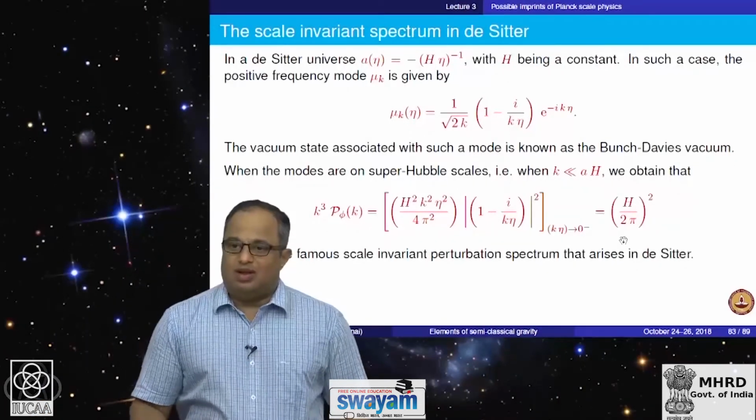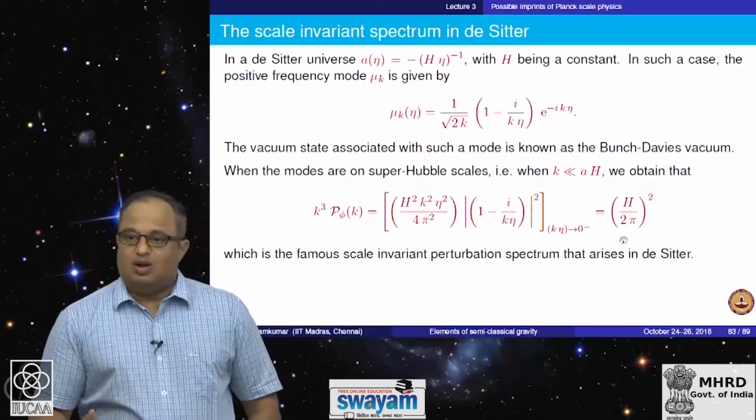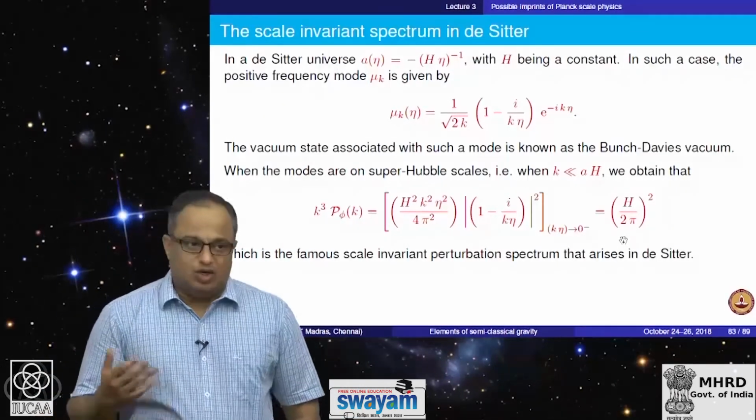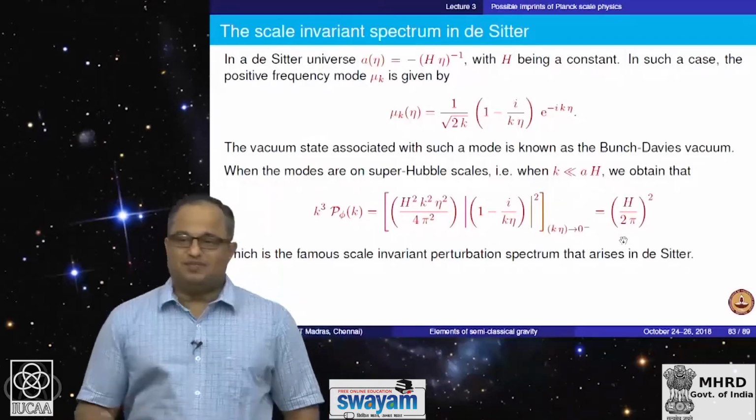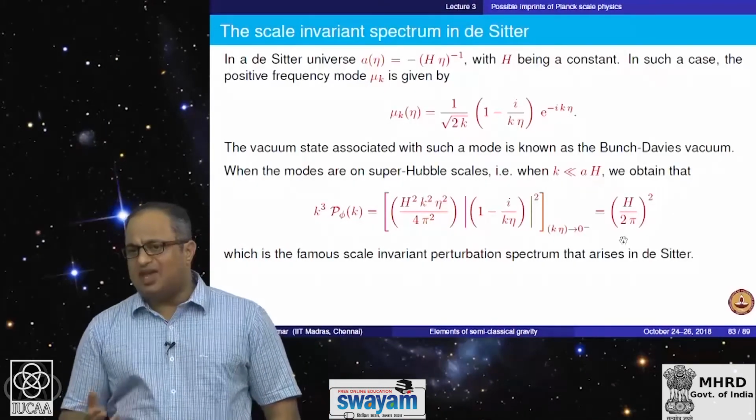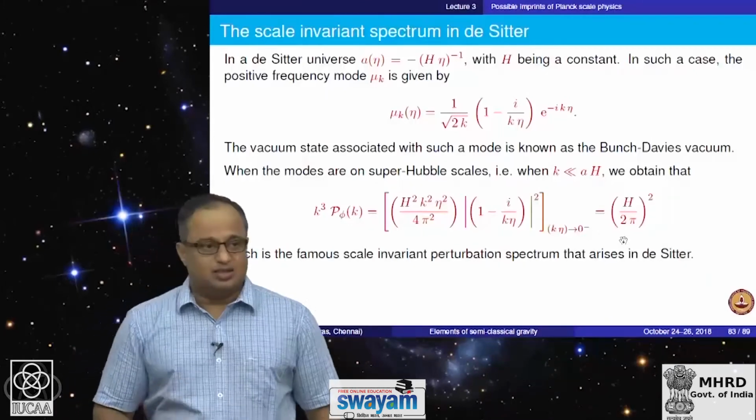Now, the question is, do Planck scale physics alter this power spectrum, and is there some way we can understand how they may alter this power spectrum?